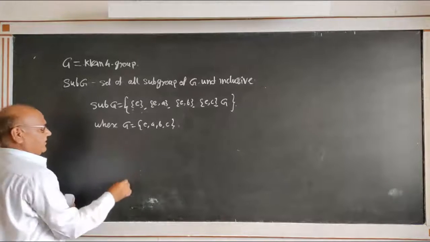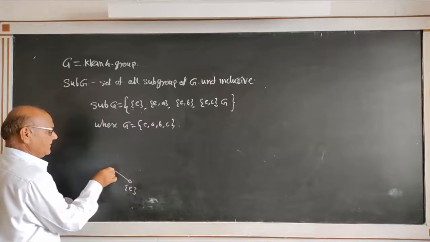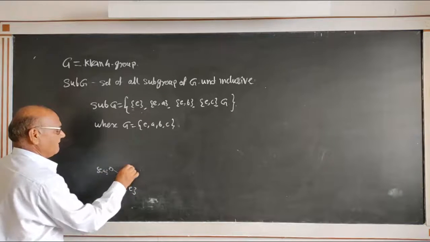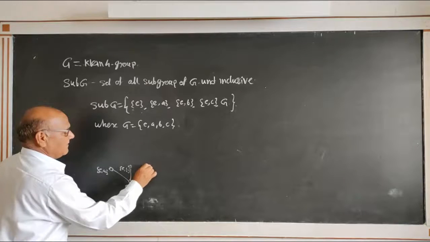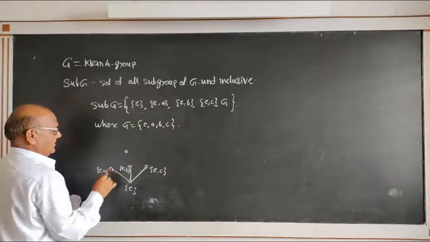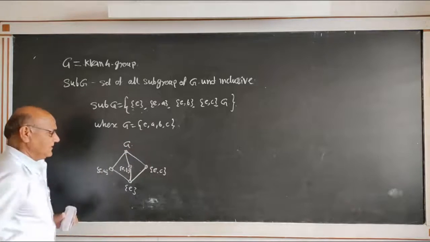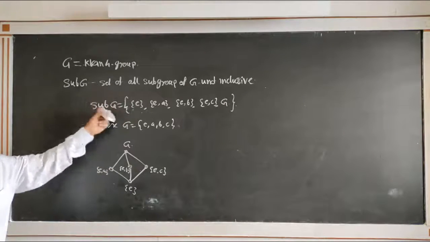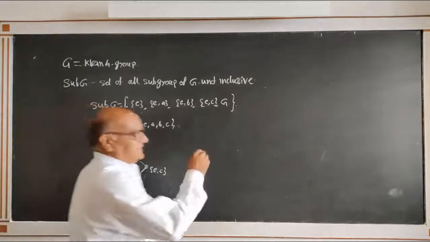Then the diagram for this: {e}, {e, a}, {e, b}, {e, c}, G, like this. This is the diagram for Sub G where G is the Klein 4-group. Now, next example.